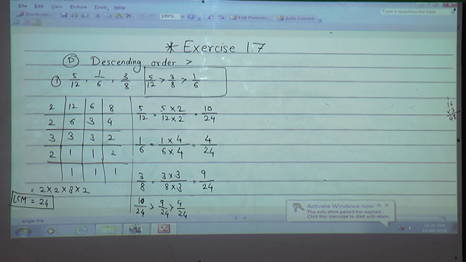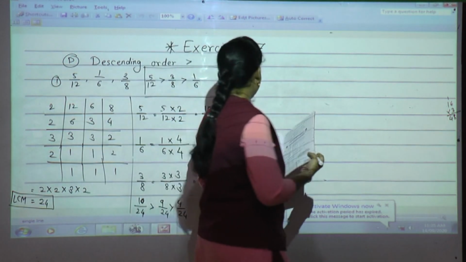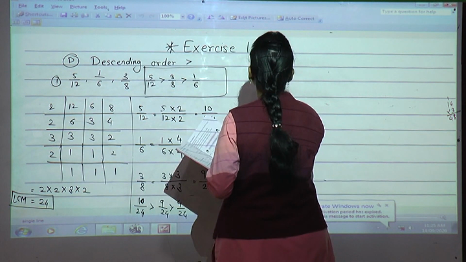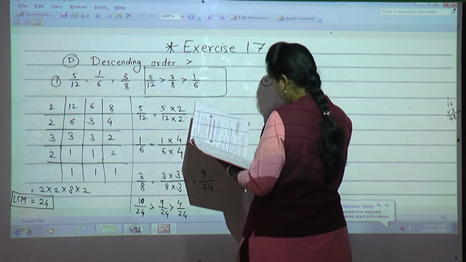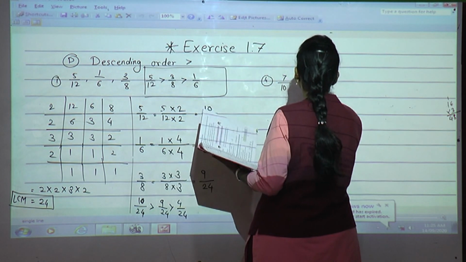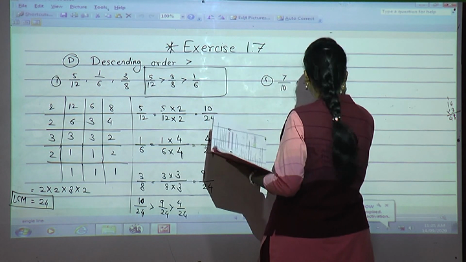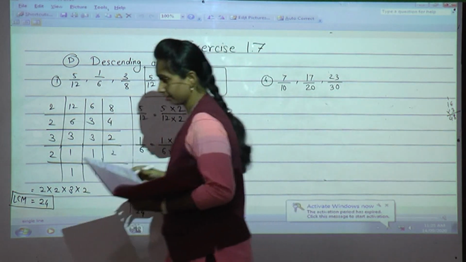Understood? Yes. Now the next example I will solve for you. Now next I will take the fourth one. See, those are hard, I am solving on the board. Those are easy, you are going to solve by your own. 7 upon 20 and 23 upon 30.